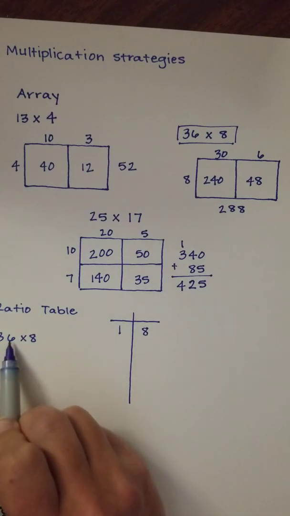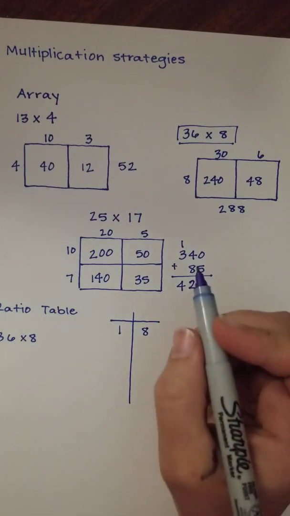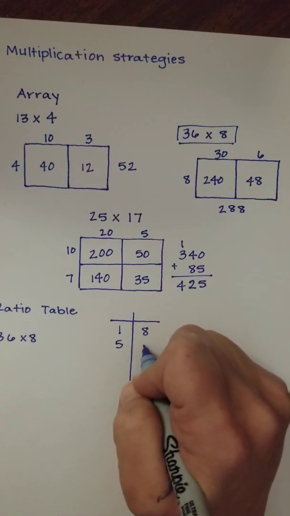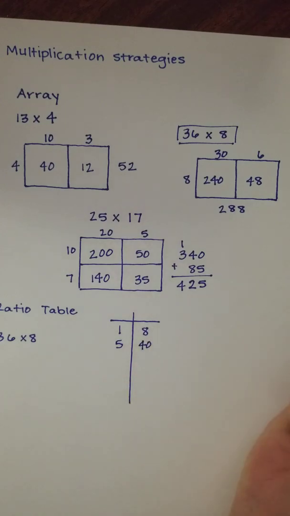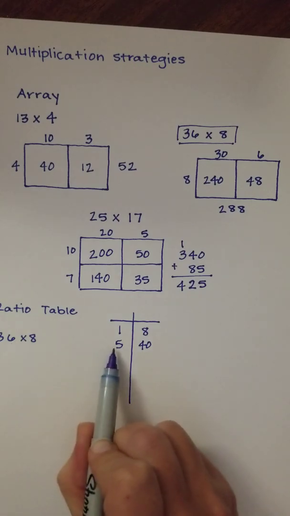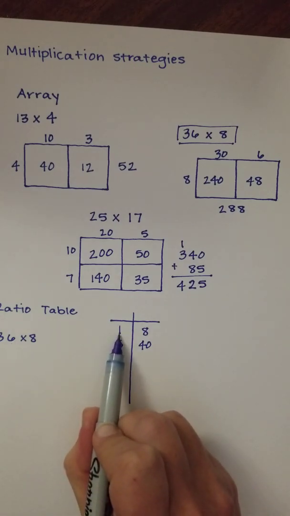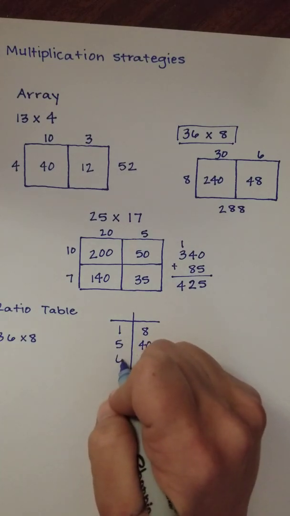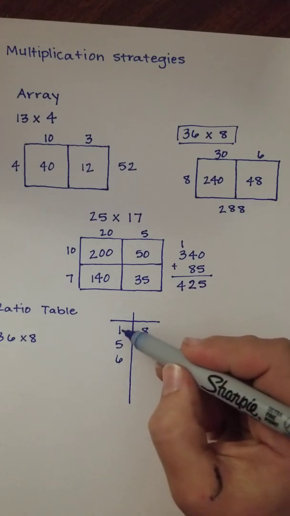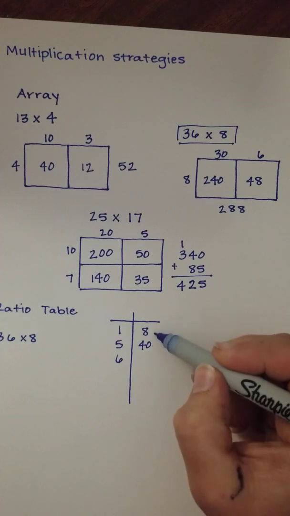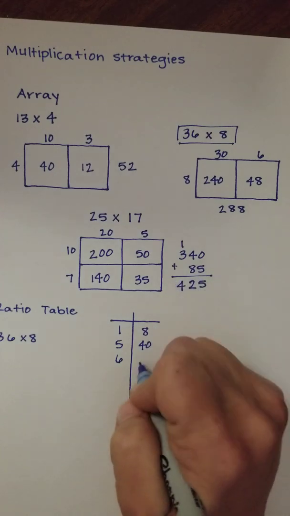Now I do know I have a 6 here, so I might say that 5 times 8 is 40. Remember this 6, because if you look here, 5 plus 1 is 6, correct? If I can add 5 plus 1 is 6, I can add these two numbers and get 48.